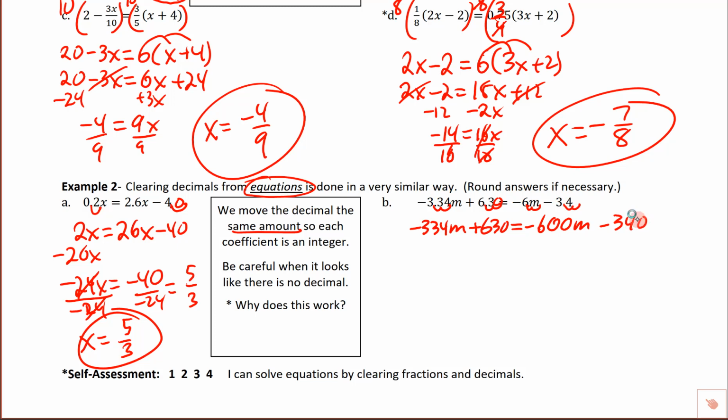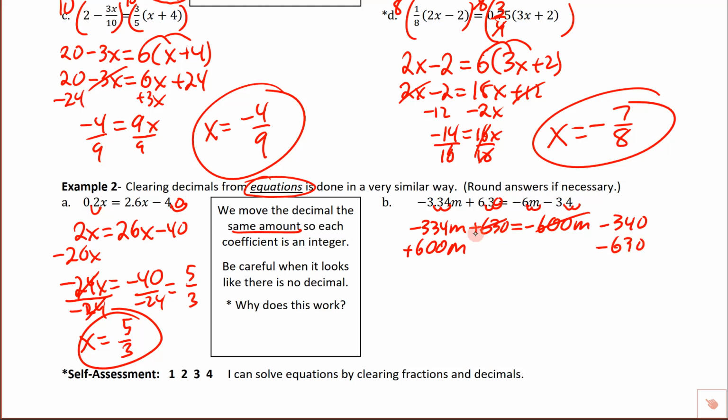Okay, so let's see here. We've got m's on both sides. I'm going to go ahead and move the 600 over here. So I'm going to add 600m. Whoops, need another 0 there. So 600m. Go ahead and cross those off. Move this to the other side, so that's going to be -630.